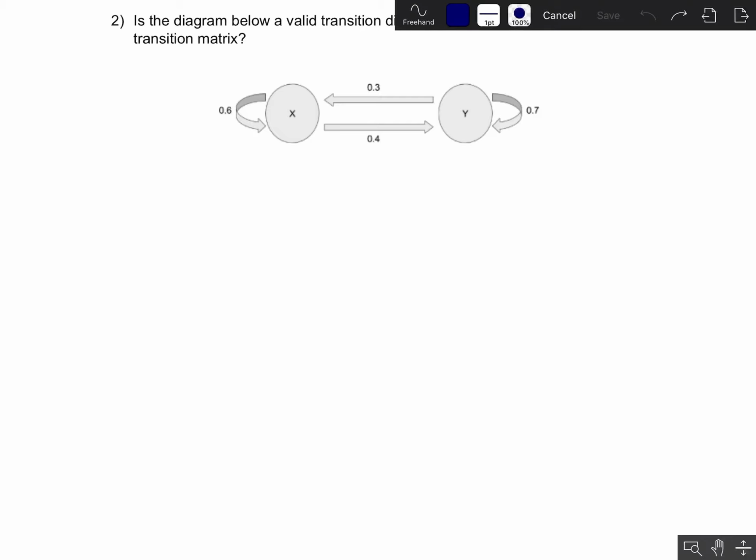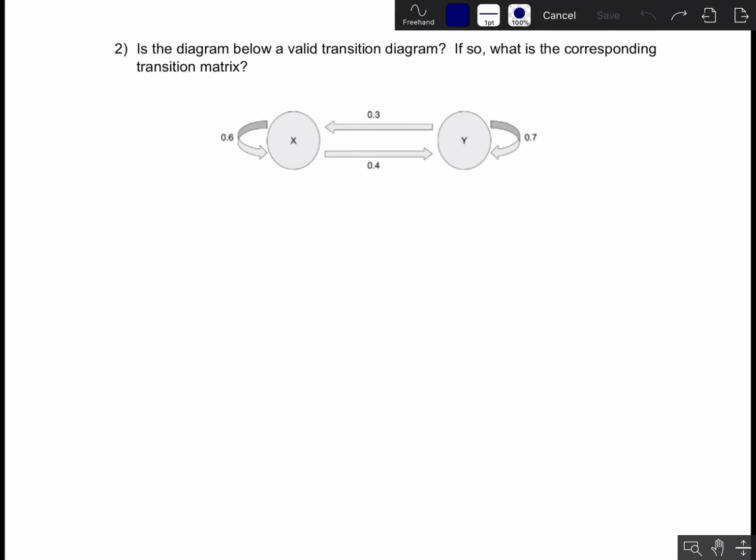So because 70% plus 30% is 100%, that also gives us a valid probability distribution of what we're going to do next after being at state Y. So this is a valid transition diagram. And that's just because all of the arrows that come out of a particular node add up to 1.